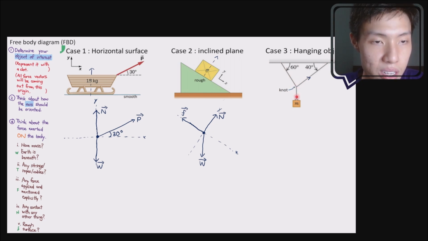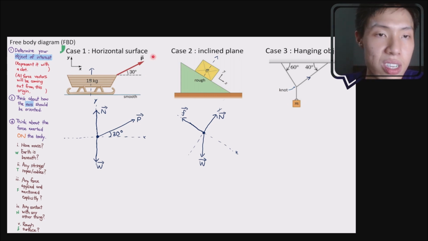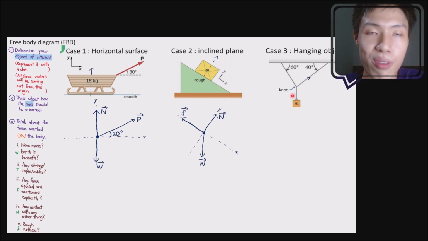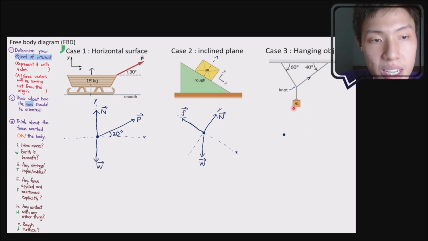You tie a knot here, then connected by a string here. Then you hang a mass M over here. So this is a situation. Again, we have to determine our object of interest. Well, having done the free body diagram for the first two cases, you straightforwardly think, okay, of course, this block over here will be the object of interest. Okay, so let's use a dot to represent this mass over here. So this dot over here is representing the mass M.